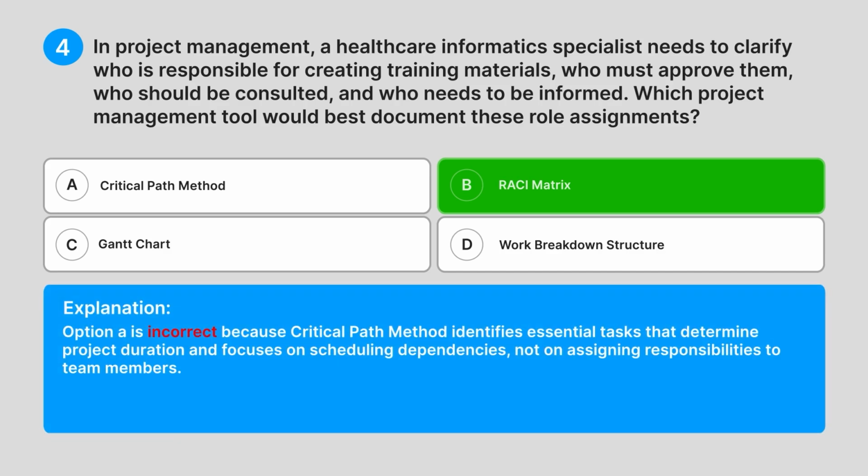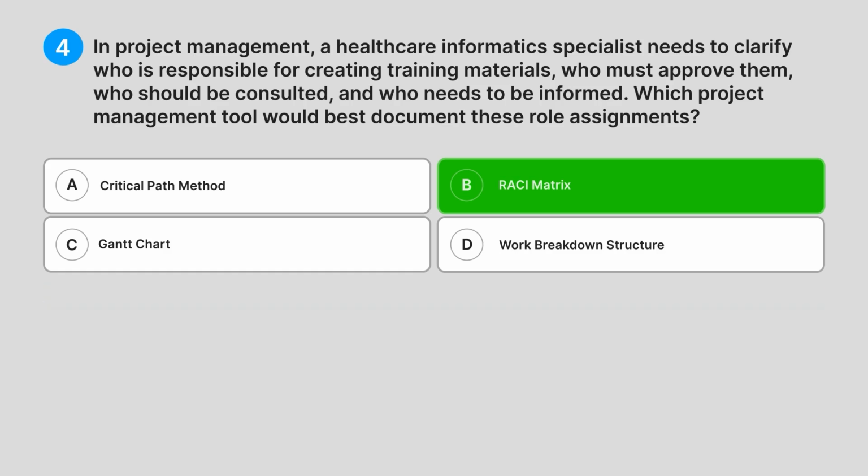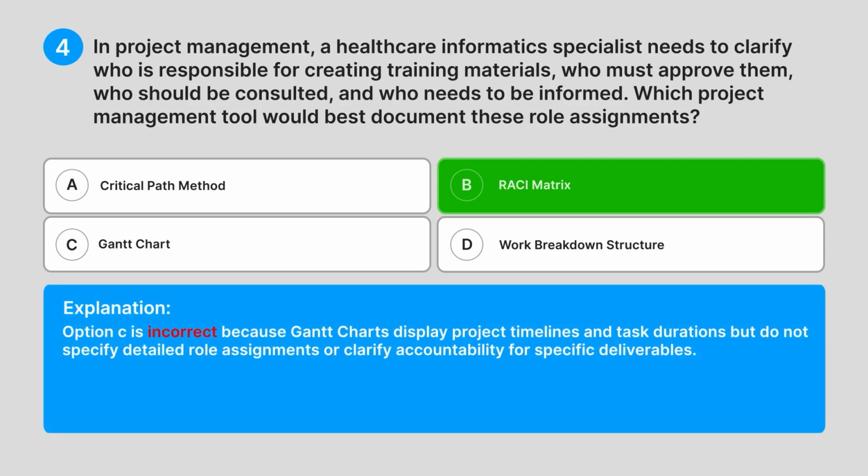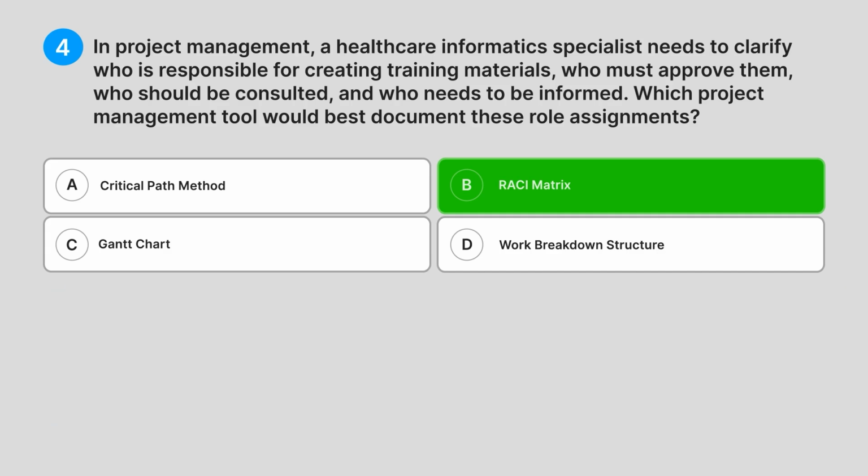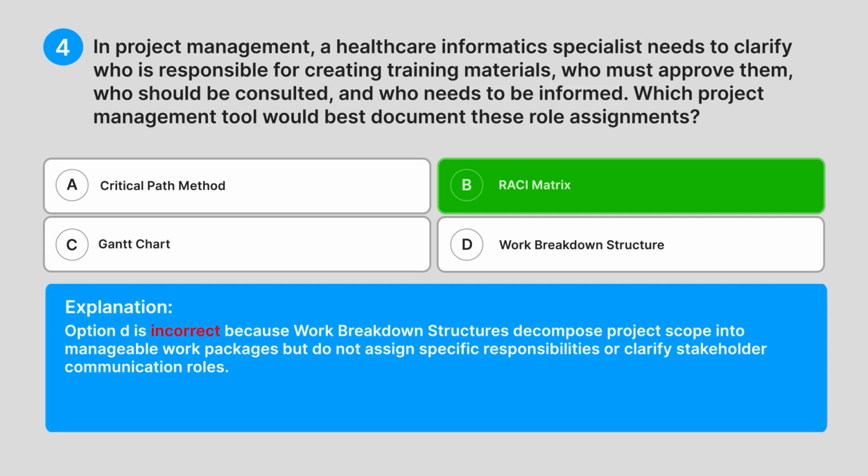Option A is incorrect because critical path method identifies essential tasks that determine project duration and focuses on scheduling dependencies, not on assigning responsibilities to team members. Option C is incorrect because Gantt charts display project timelines and task durations, but do not specify detailed role assignments or clarify accountability for specific deliverables. Option D is incorrect because work breakdown structures decompose project scope into manageable work packages, but do not assign specific responsibilities or clarify stakeholder communication roles.